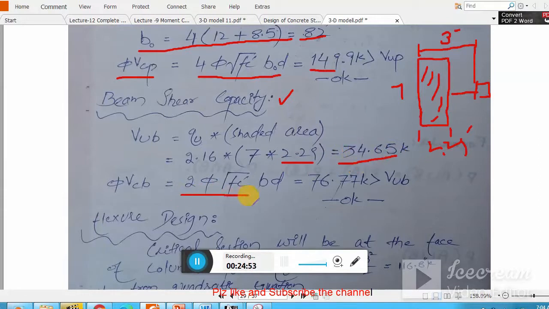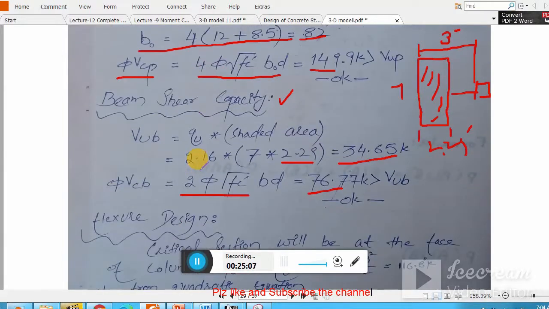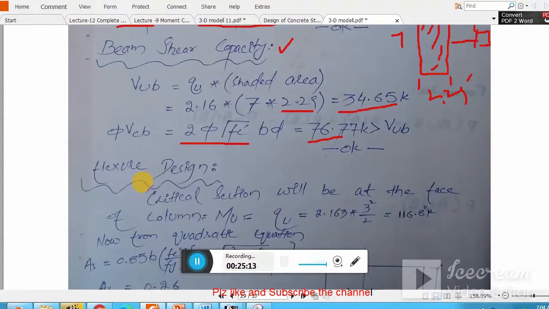Now the beam shear capacity defined by ACI is 2λ√(f'c) bd. So you just need to plug the values. You got 76, which is more than 34. So here we are set. This clarifies that the depth of the footing is sufficient for taking that punching shear as well as beam shear. Clear?